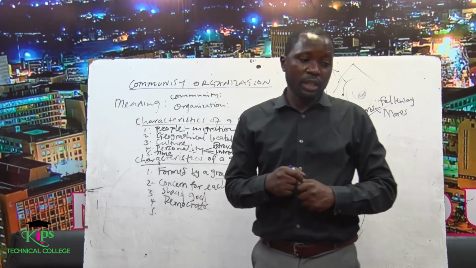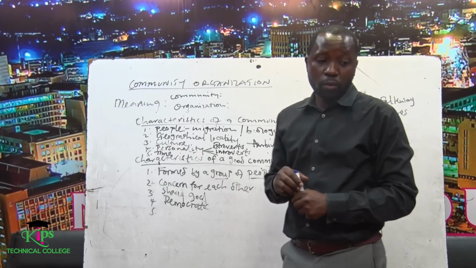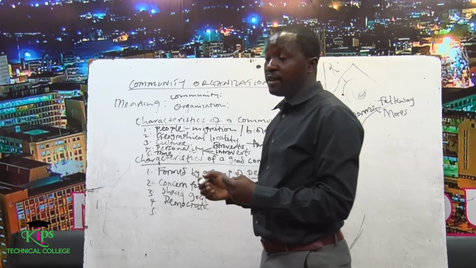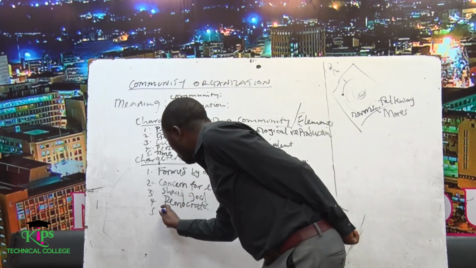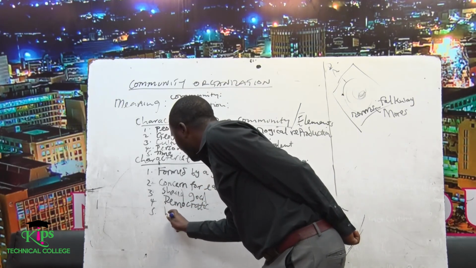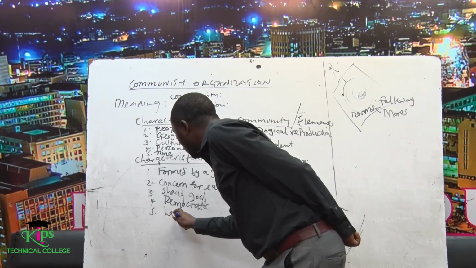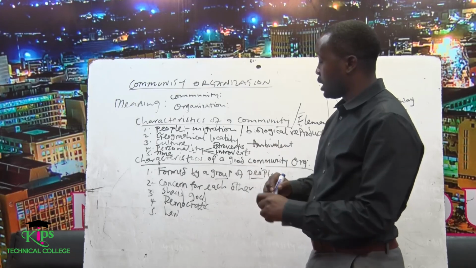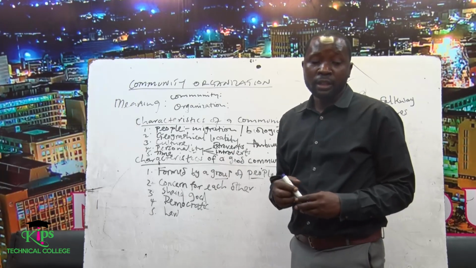And number 5 is that there is a group constitution, or maybe at least some rules that will also guide the behavior of the members. So we have the group constitution. These are just a set of rules or maybe laws or bylaws that will guide the members. They need to know what should be done and what should not be done.